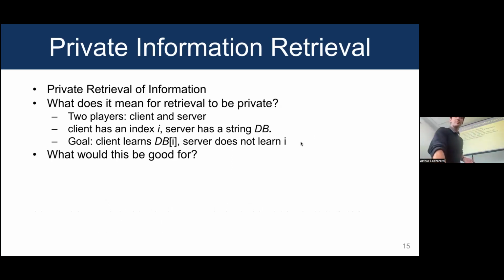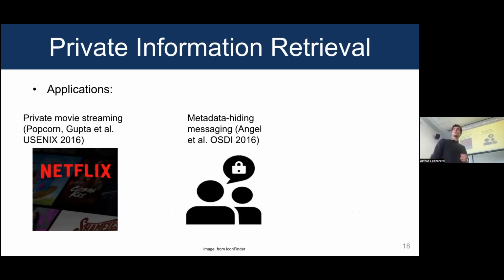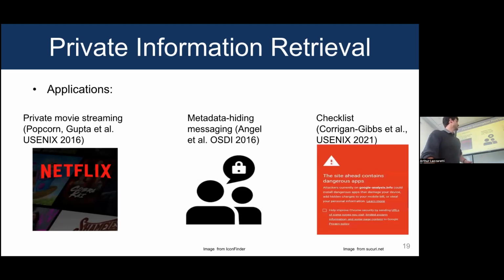What is PIR good for? Well, we see some applications. There's this nice work at Usenix 2016 by Gupta et al. that uses PIR for private movie streaming. There are some other nice applications in metadata-hiding messaging, and for achieving censorship-resistant communication in general, PIR could be a good tool. And finally, an application on how to protect yourself from malicious clients without revealing information about the websites that you're accessing, through a checklist. This is very recent work. So these are some use cases of PIR and why we think the problem is important.